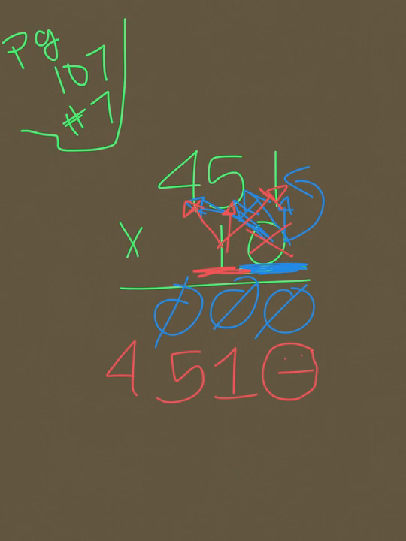So that would be step 3. Step 4, we add them together. 0 plus 0 is 0. 1 plus 0 is 1. 5 plus 0 is 5. And then 4 is nothing there. So the answer is 4,510. Pretty easy, right? Let's go into another one.